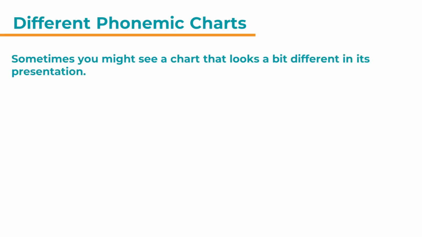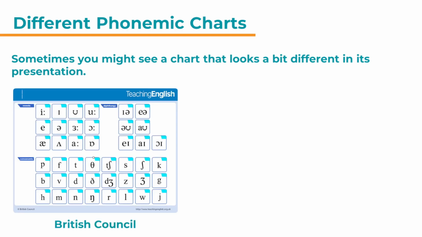And sometimes you might see a chart that looks a little bit different though in its presentation. Here's an example. This is the one that the British Council will give you on their website. And of course, the British Council is a very reliable resource, and they have great materials for learning and teaching English. And so if you look at the sound chart, you can see the familiar sound symbols.